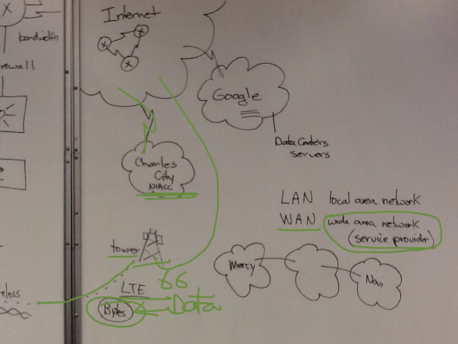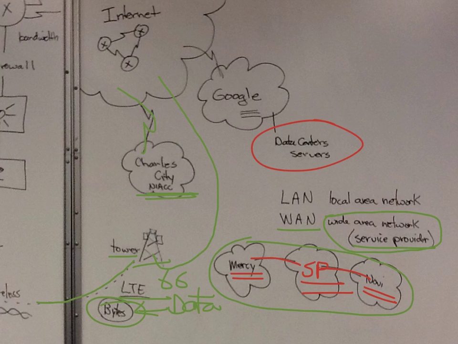We also talked about a WAN. Mercy goes through some type of service provider that connects to Nova, Michigan. That's near Detroit, and that's where their main office is at. Mercy Hospital here in Mason City, and they have a connection between those two, and they just pay a service provider rather than go through the internet. We have data centers at Google, and they connect into the internet.